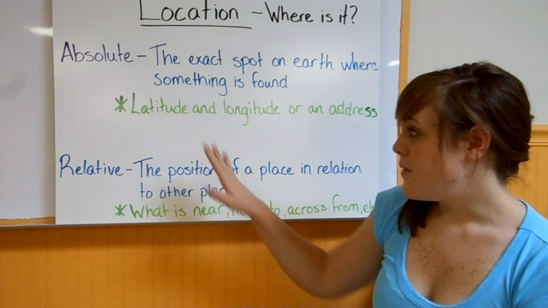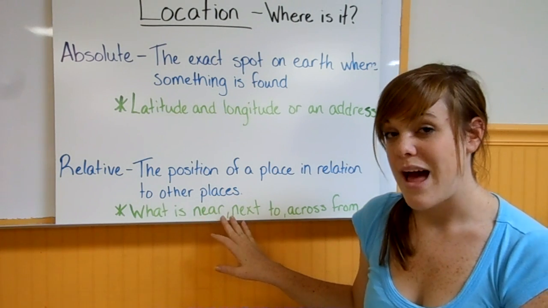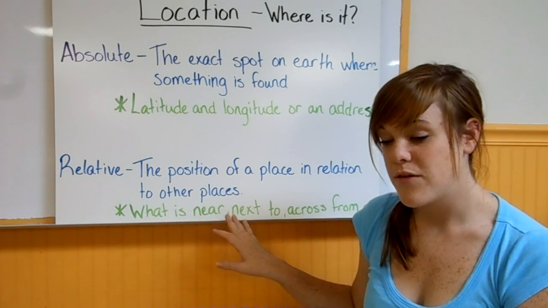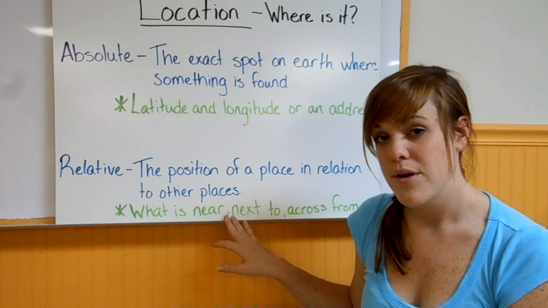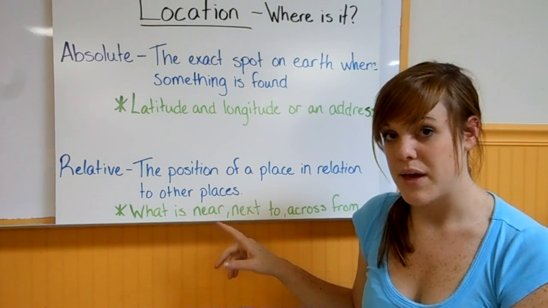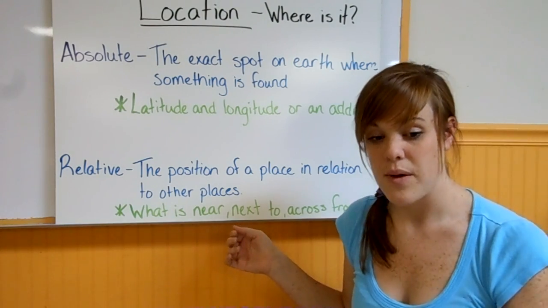The parts in green you do not need to have on your foldable, but if you would like them to help you remember what absolute and relative location are, then write them down. Okay?